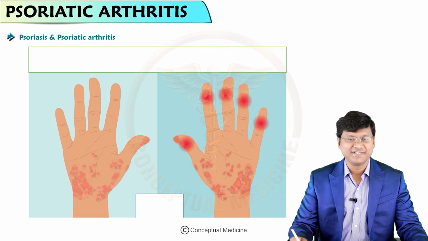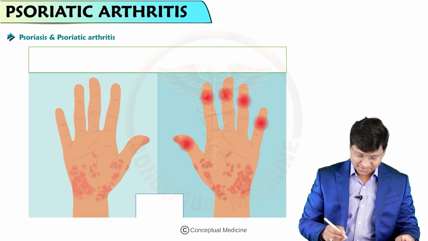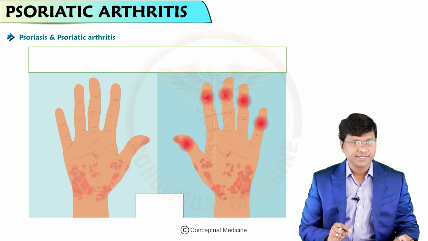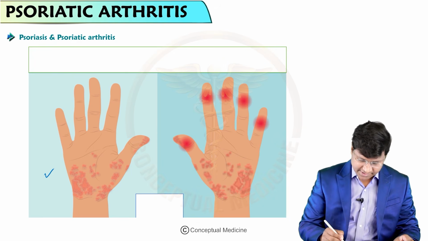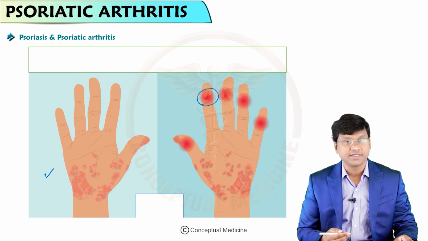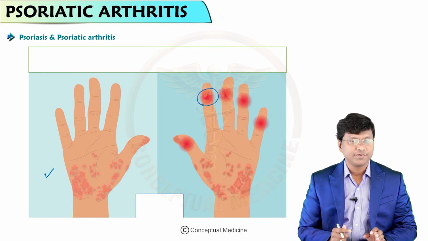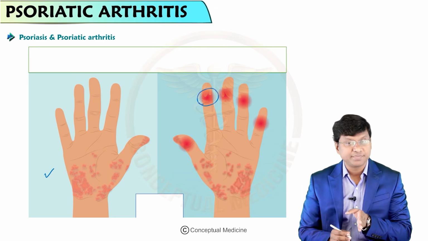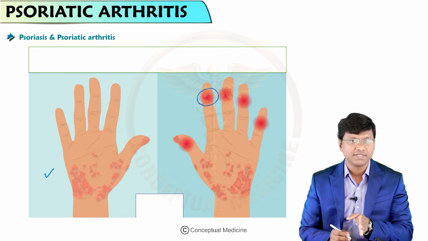So in this session, I will be discussing a very important topic in the connective tissue disorders, that is psoriatic arthritis. We have two important clinical scenarios. One is psoriasis, that is a skin disorder, and then psoriatic arthritis, where there are the articular manifestations. You have to remember that psoriasis, the skin disorder, usually precedes the onset of the arthritis.